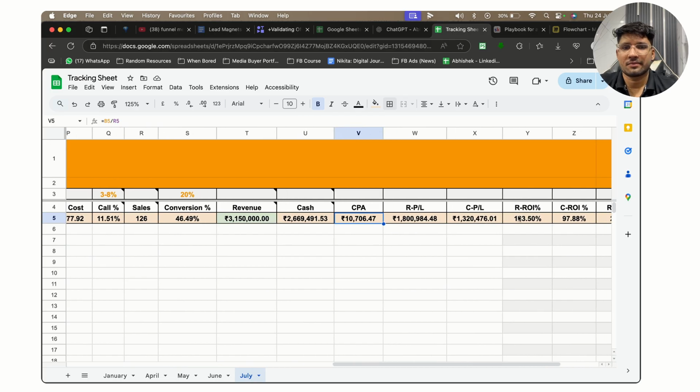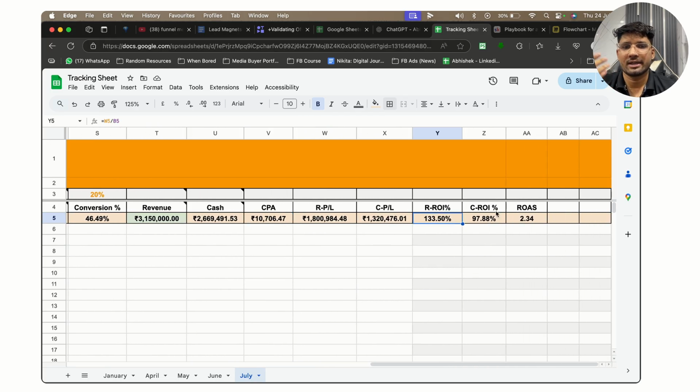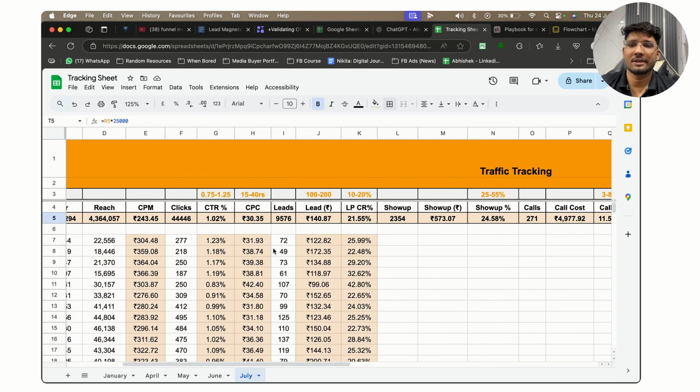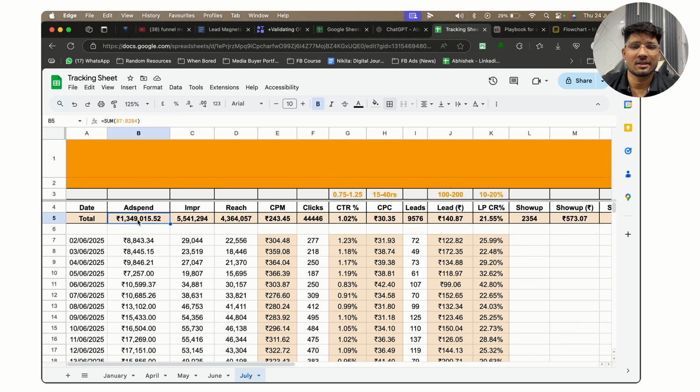Then we have revenue minus profit and loss, revenue ROAS and cash ROAS. Ultimately, the final number that you have to check is your ROAS. The accumulated ROAS we generated out of this campaign was 2.34. Everybody will see 2.34 ROAS and think it's not that great, but if you talk about the number, 31 lakh rupees after spending 13 lakh rupees, this is a good number. When you work at scale, this is how numbers work.